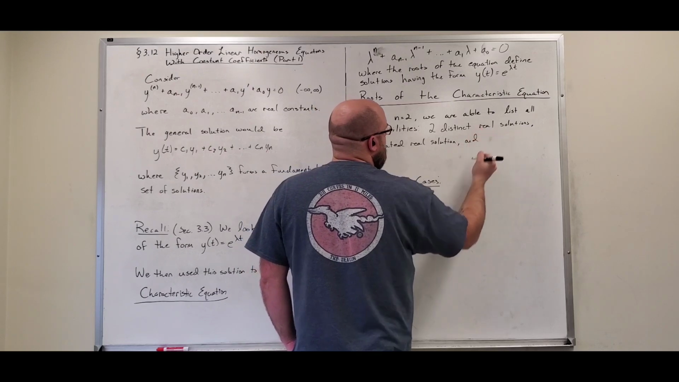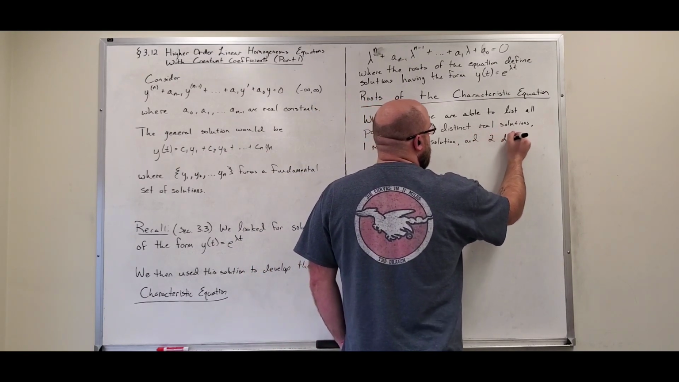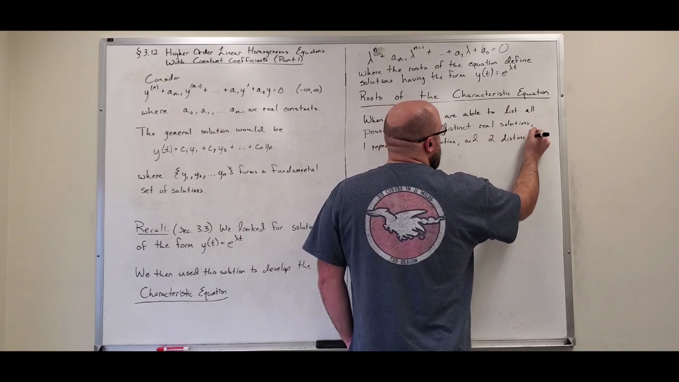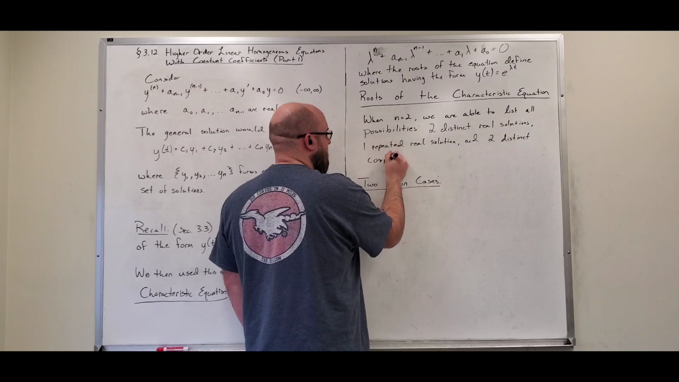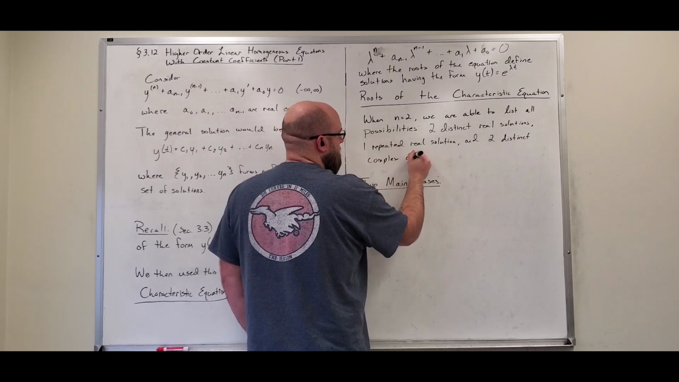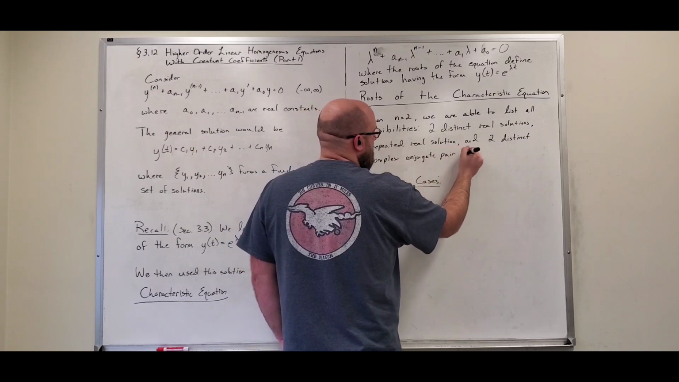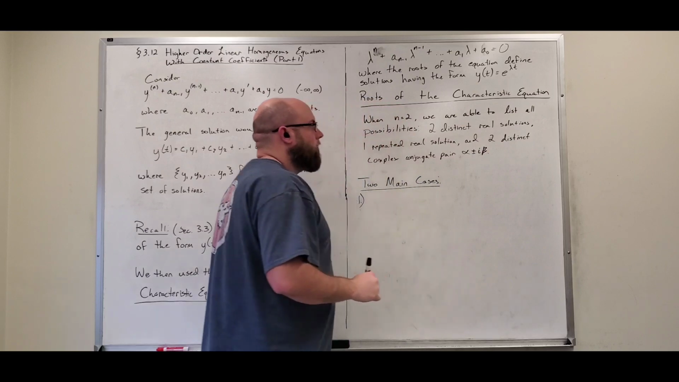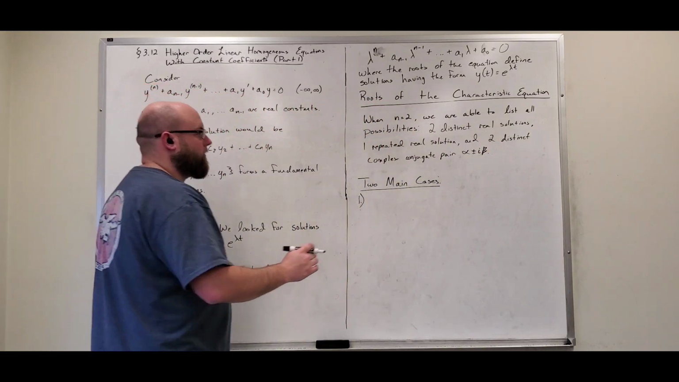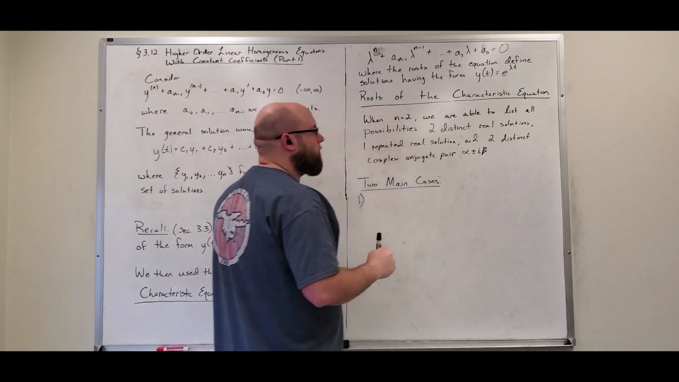and the two distinct complex conjugate pair, of the form alpha plus or minus i beta. Let me change that to pair. Define that a little bit better.